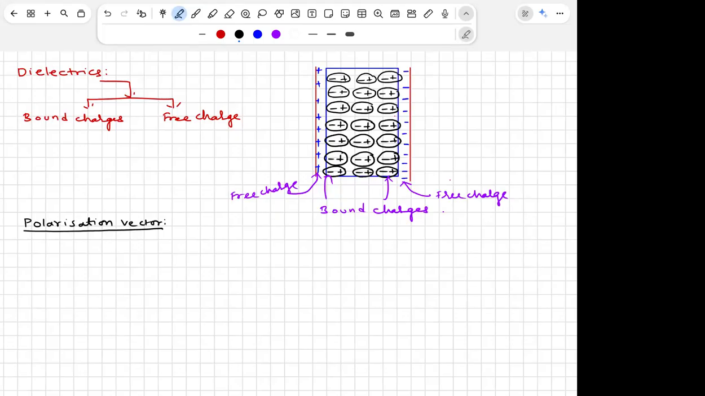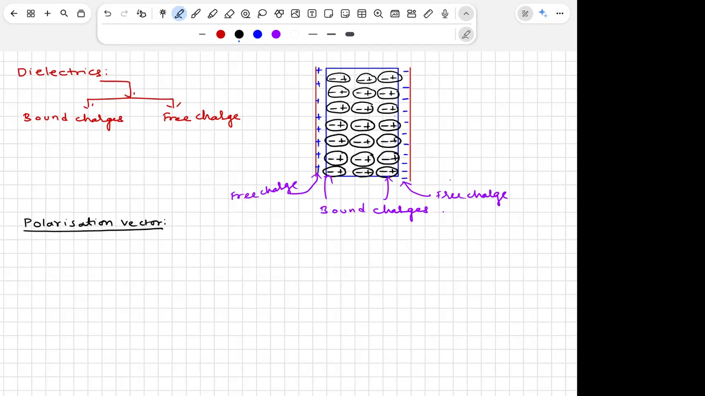So, in our last class, as I mentioned about bound charges, free charges, polarization, etc. So, I'm just continuing from there. So what exactly is a polarization? As you know, each molecule now acts as a dipole. Each molecule is acting as a dipole.